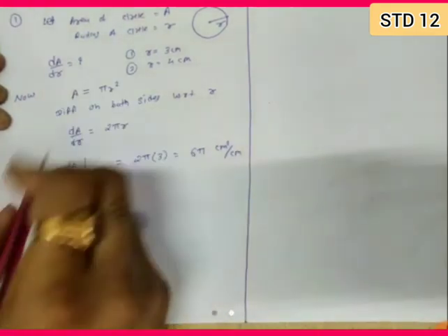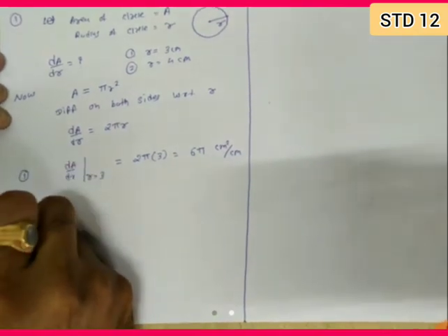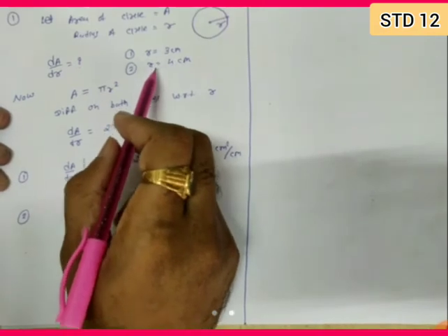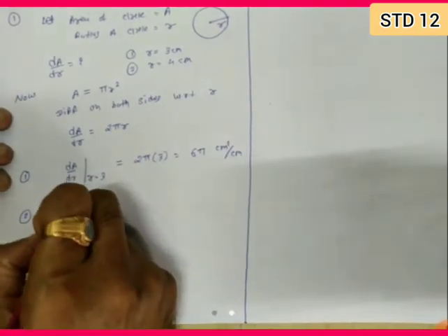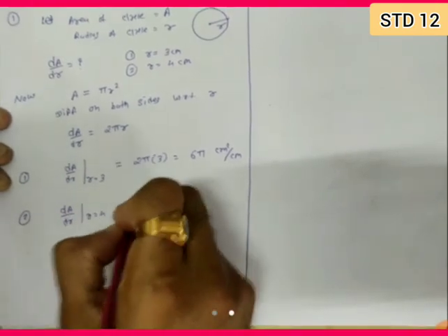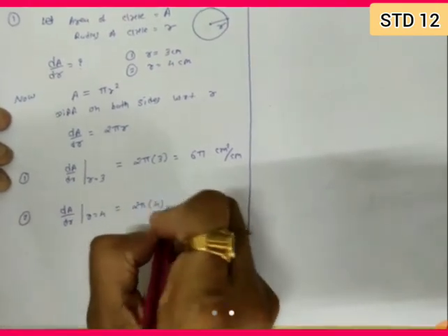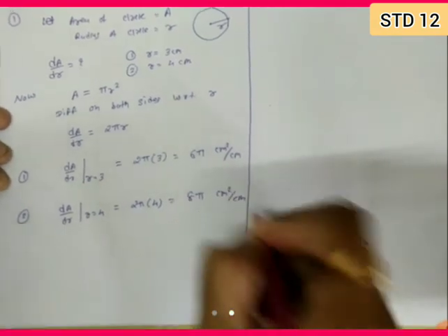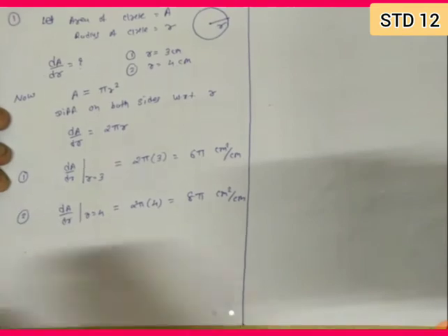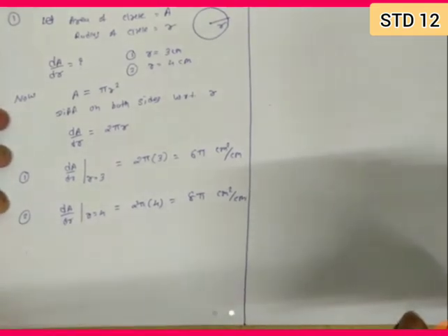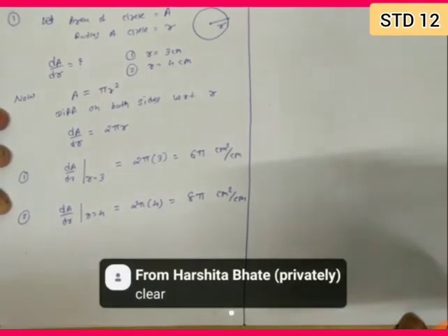Then second question, answer 2, that means you have to find the rate of change of area with respect to r at r equal to 4 centimeter. dA by dr at r equal to 4, that is equal to 2 pi into 4 equal to 8 pi centimeter square per centimeter. Clear students? Did you understand this? Very good. Let's go.